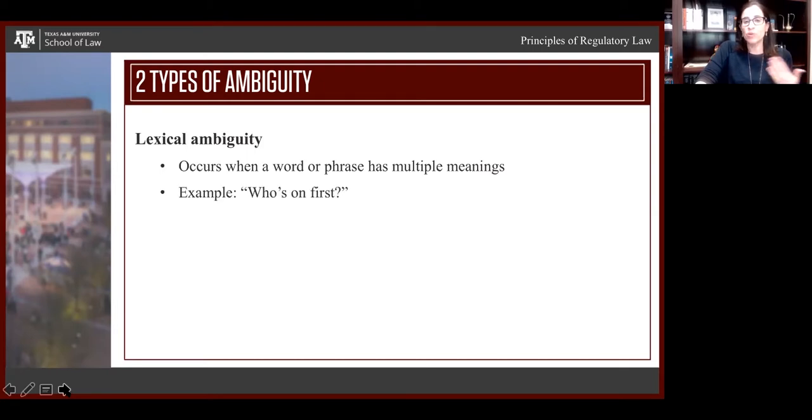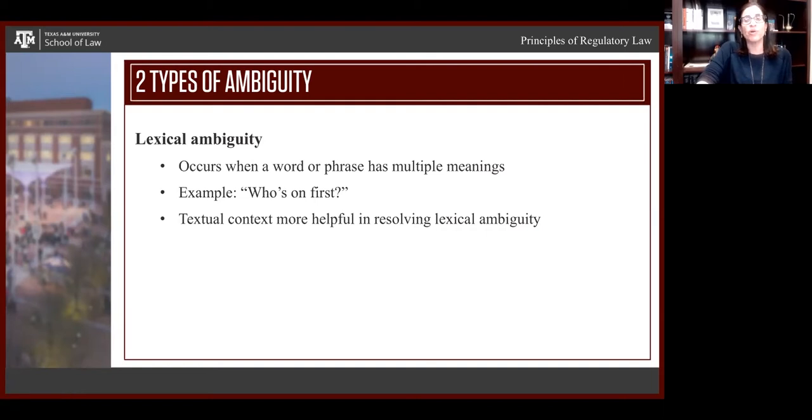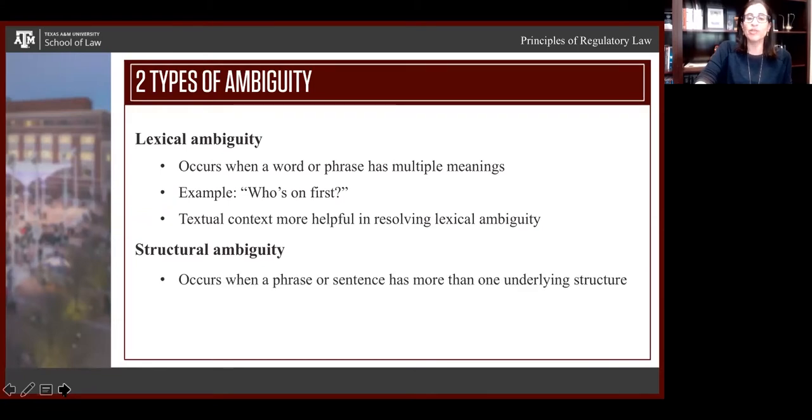So for example, the old "who's on first" play is something that would be an example of lexical ambiguity. And textual context is often more helpful in resolving lexical ambiguity than structural ambiguity. Structural ambiguity, on the other hand, occurs when the underlying structure of the sentence, usually the grammar, is such that there's more than one interpretation possible based on that structure.